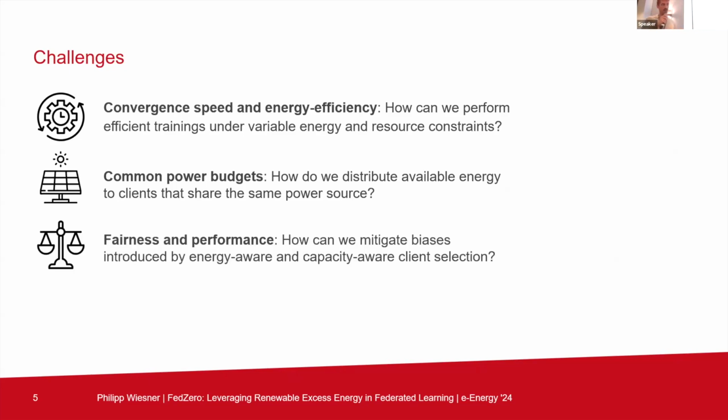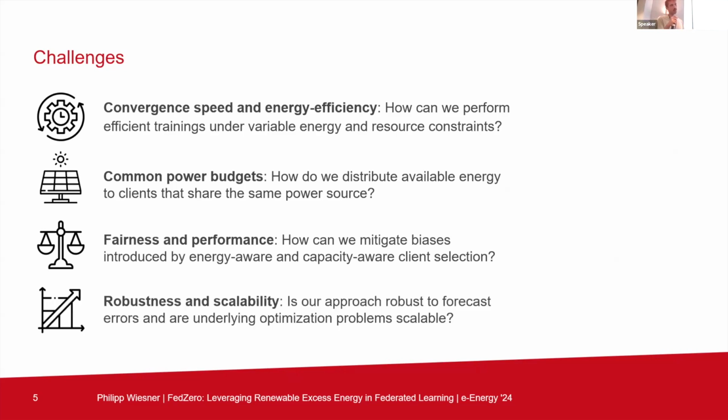The third point is one of the hardest. We need to assure fairness. Some of these clients might have access to a lot more excess energy, a lot more spare computing capacity than others, but we do not want the final model to be biased just by how much sun there is in a certain region, for example. And lastly, we want an approach that is robust to forecasting errors and also scalable. So in cross-silo federated learning, we usually do not have that many clients. It's just a couple, but the approach could as well be useful for example, training federated learning on an autonomous vehicle fleet, where we can easily have tens of thousands of clients.